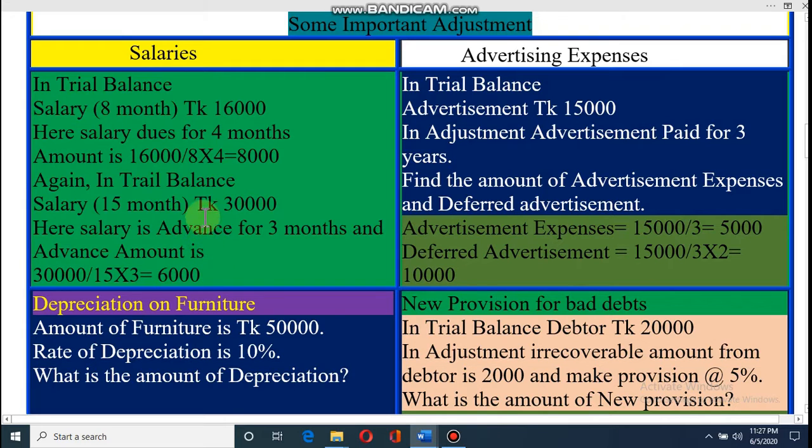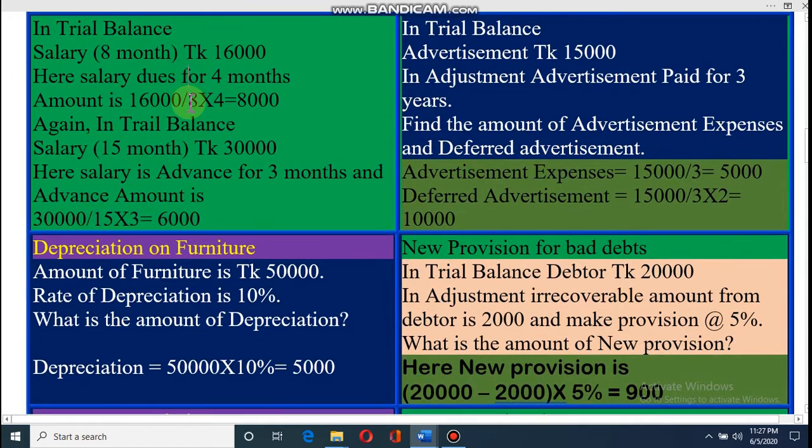Dear student, the important thing is that for any expenses, not only for salaries, you can say rent, insurance premium, advertisement, the same types of problem may come in the exam. Rent, if it is 8 months, that means it is due for 4 months. In the same way you can solve the problem. So if there is any expense due, you have to add it, and if there is any expense advance, you have to subtract it.